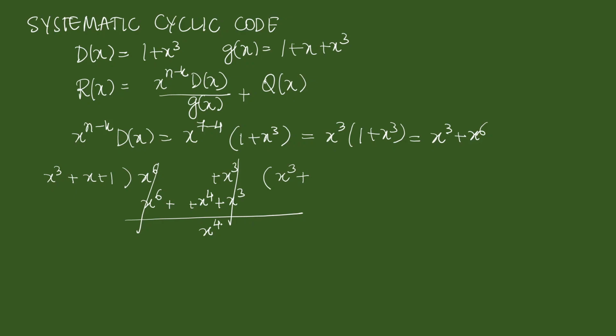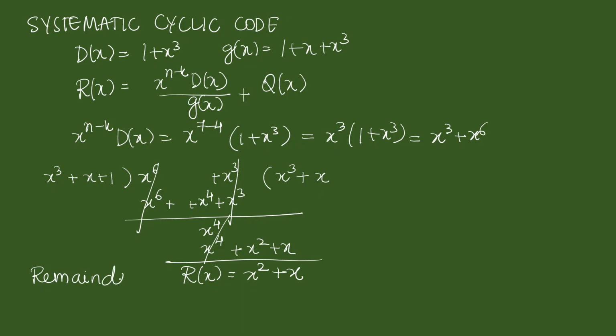To get x power 4, you need to multiply this generator polynomial with x. Multiplying that, you get x power 4 plus x square plus x. Do the subtraction again, so this cancels out. You get a remainder of x square plus x. Why do I call this the remainder? Because the highest power of x in the remainder polynomial is lesser than the highest power in the generator polynomial. So here the division stops. The remainder polynomial r of x is nothing but x square plus x.